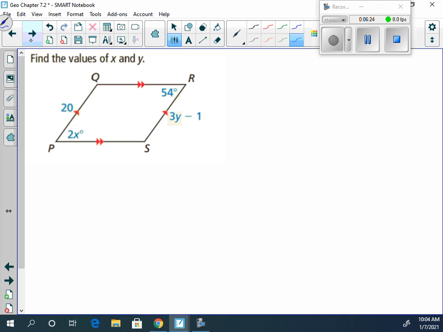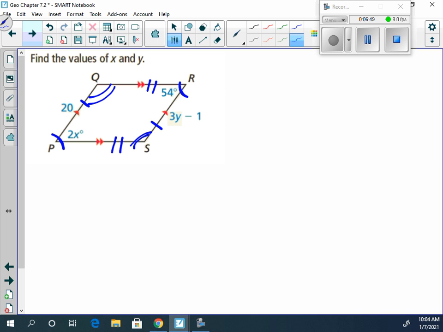All right, let's look at another one. So this here is a quadrilateral because it has 4 sides. And again, we have 2 sets of parallel sides, so we know that the opposite sides are congruent. It also means that the opposite angles are going to be congruent. And that's going to help us solve for the values of x and y.